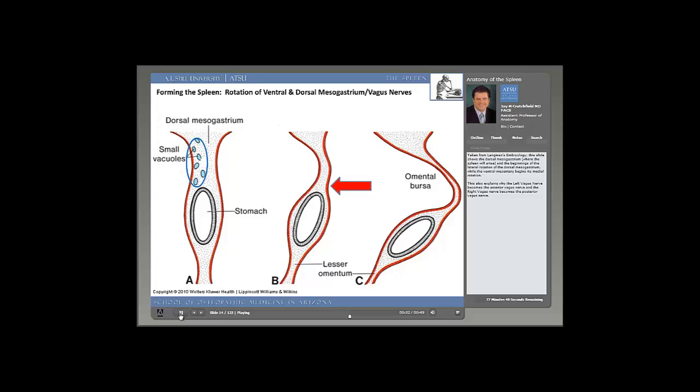It's this rotation of the dorsal mesogastrium and the anterior mesogastrium which causes the vagus nerves to rotate. The left vagus nerve becomes the anterior vagus, and the right vagus nerve becomes the posterior vagus.